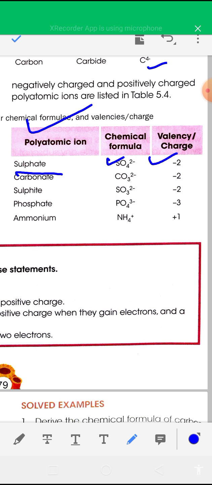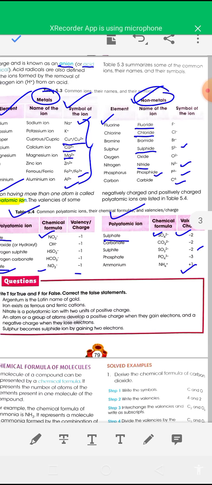Carbonate, CO3 2 minus, valence is -2. Sulfite, SO3 2 minus, valence is -2. Phosphate, PO4 3 minus, valence is -3. And ammonium, NH4 plus, its valence is +1.